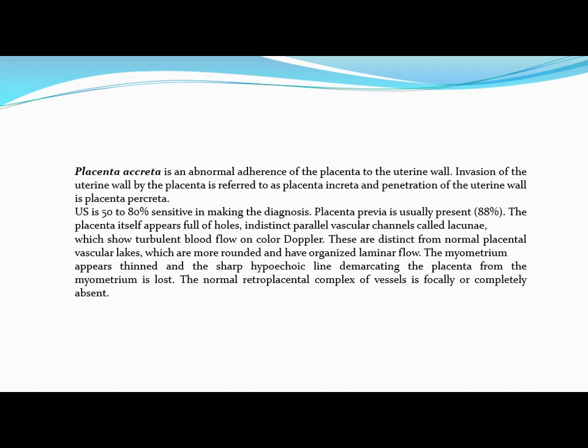The placenta itself appears full of holes, indistinct parallel vascular channels called lacunae, which show turbulent blood flow on color Doppler. These are distinct from normal placental vascular lakes, which are more rounded and have organized laminar flow. The myometrium appears thin, and the sharp hypoechoic line demarcating the placenta from the myometrium is lost. The normal retroplacental complex of vessels is focally or completely absent.